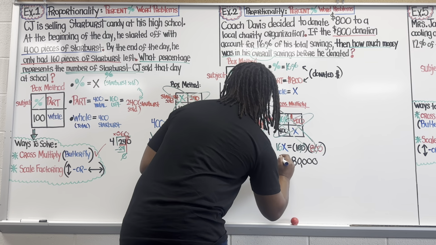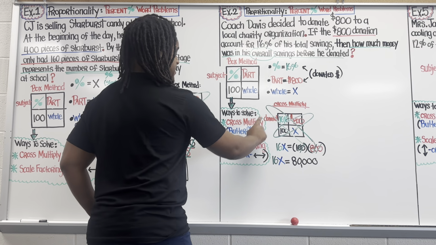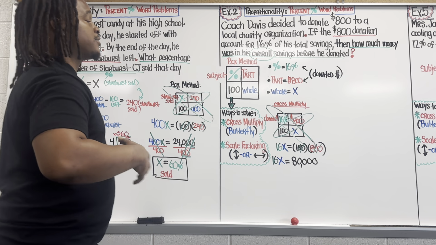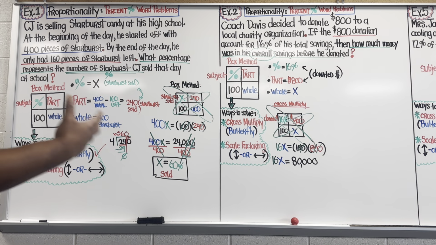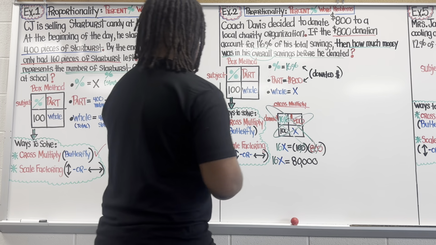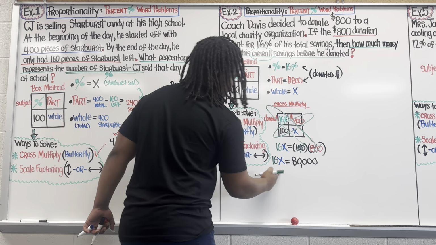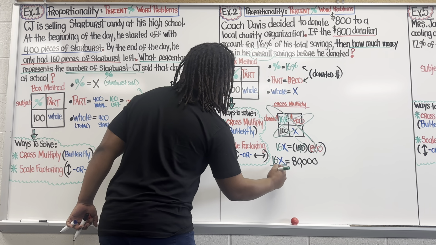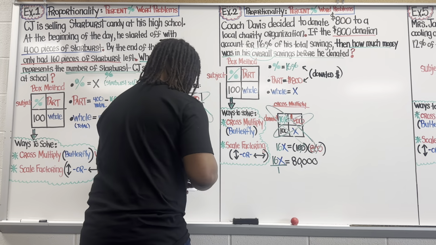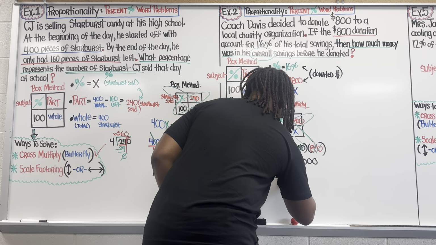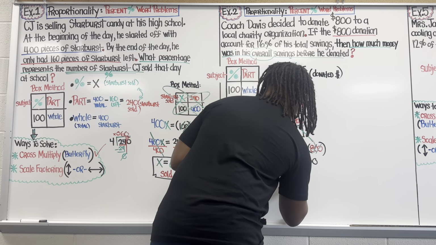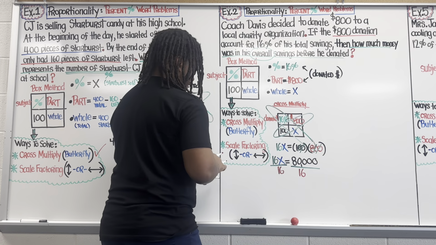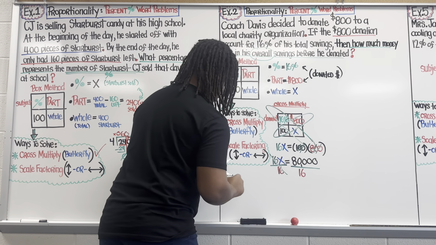16x. Okay? Once again, guys, the X, that's why I have it in blue, it represents the total, the whole. So we're about to find out what was the total amount of money he had in his savings before he started to donate. Okay? So in order to find that out, guys, we have to detach X from the value that's attached to it, which is 16. And the opposite of multiplying is dividing. So I'm going to divide both sides by 16. Okay? 16x divided by 16 is just x.